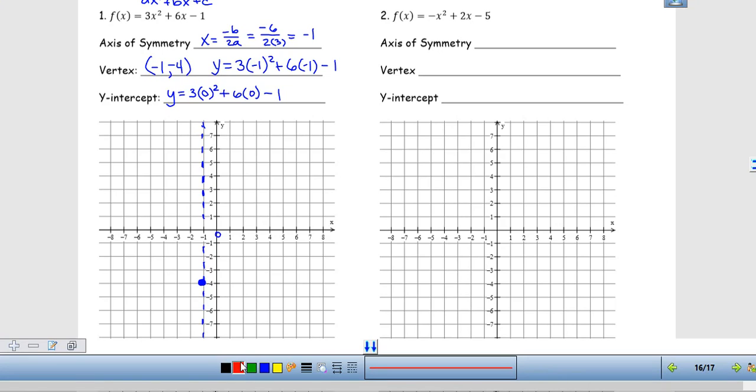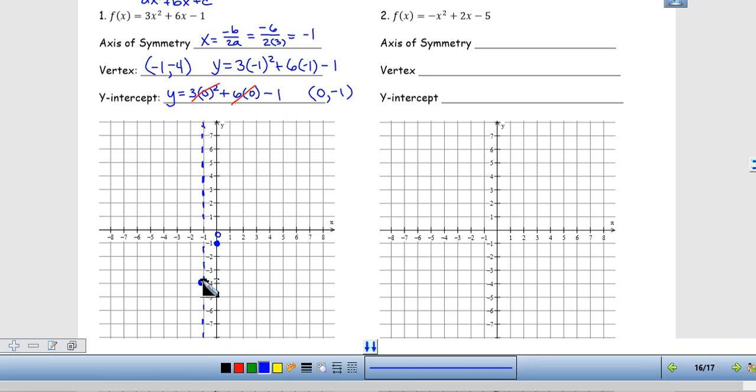Now the good thing about zeros is it makes things go away. 0 squared is 0, and 0 times 3 is 0. 6 times 0 is also 0. So y is equal to negative 1. So that point would be 0 for x, y is negative 1. And that would be right here.